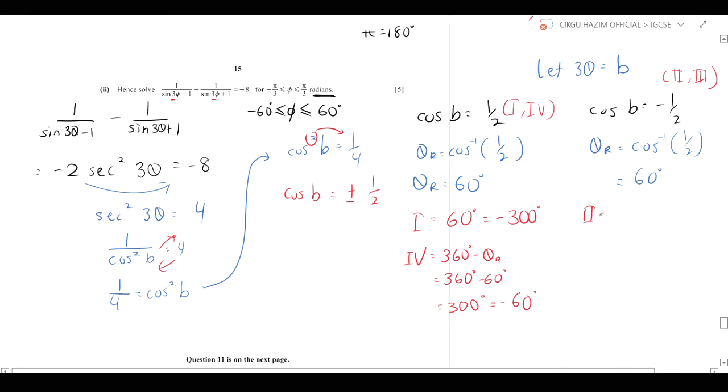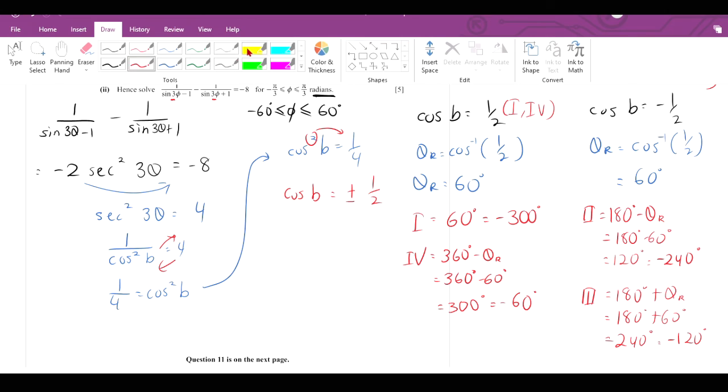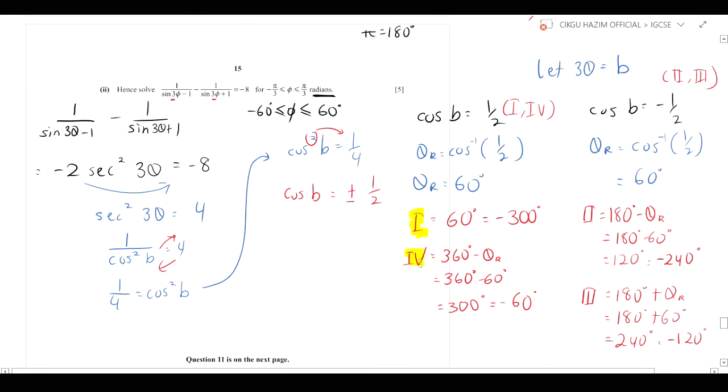Same thing. Quadrant 2, we have 180 degrees minus the reference angle. So we have 180 minus 60 degrees. We have 120 degrees, and its negative angle would be negative 240 degrees. Okay, and quadrant 3 here, 180 degrees plus the reference angle, 180 plus 60 degrees, and then we have 240 degrees, and 240 degrees is the same as negative 120 degrees. So we have 4 values here that we might choose. Quadrant 1, quadrant 2, quadrant 3, quadrant 4.